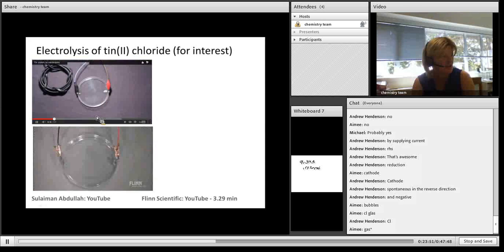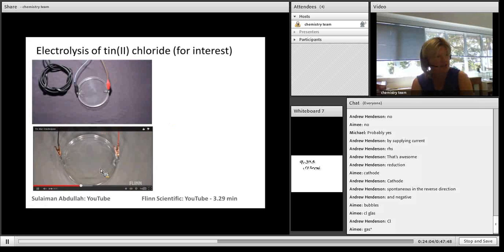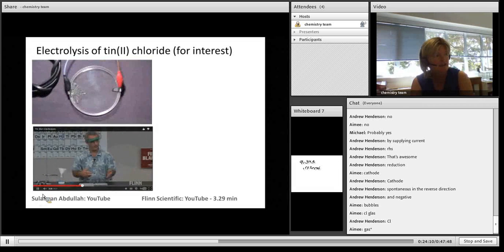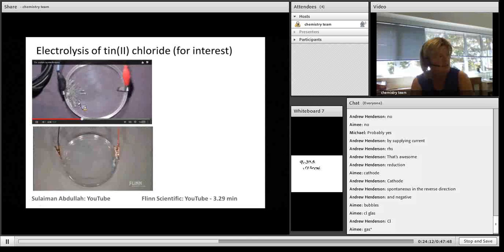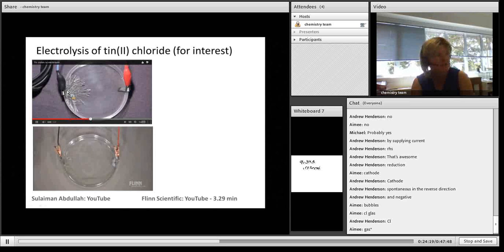So still catching up in this one. Just have a look to see what happens. So we've got tin chloride over here, and notice they've just got slightly different conditions. So have a look, you're getting the tin metal being formed. So remember, cations to cathode, so this is going to be the cathode in each case, because the metal is being deposited there.